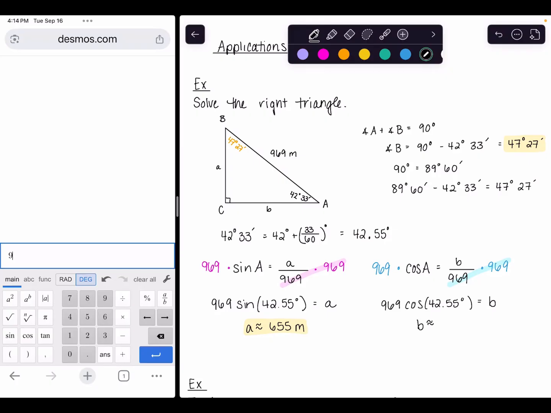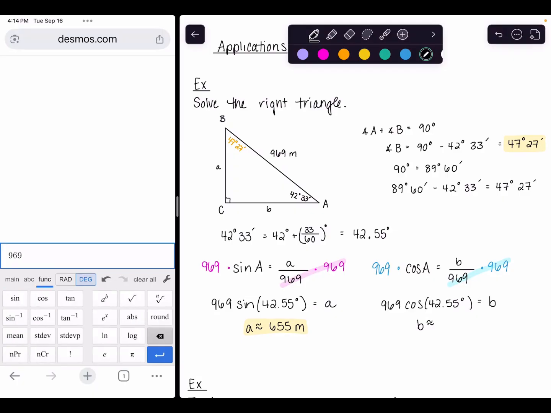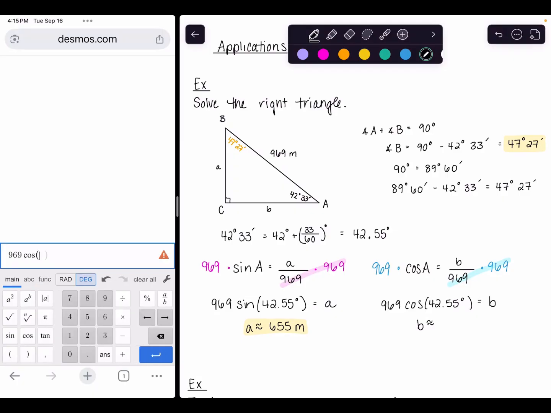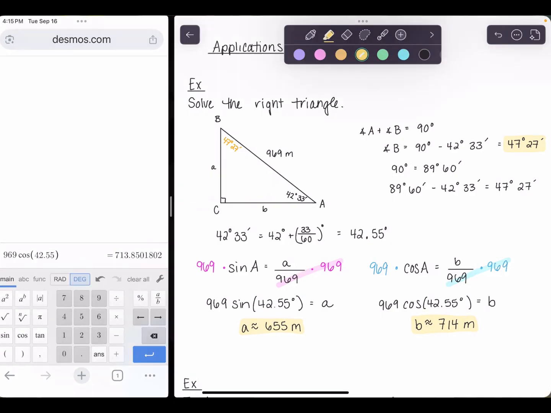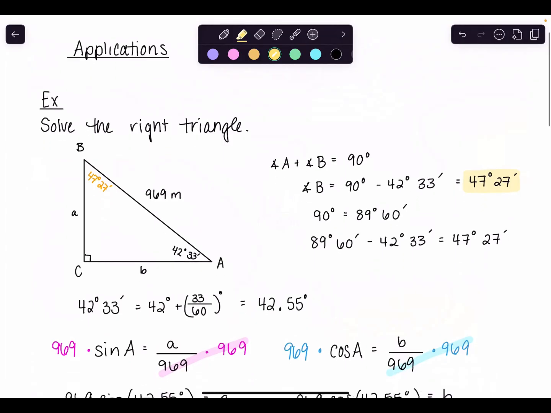So we're going to go ahead and plug that in our calculator, 969, go to the cosine function of 42.55 degrees, gives us side B is around 714 when rounded to the nearest integer. And then my units are meters. Okay. So those are the two different sides, and then we figured out our third angle as well. So this is every component of our triangle, okay?